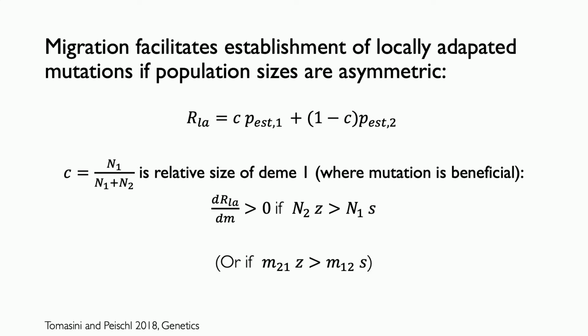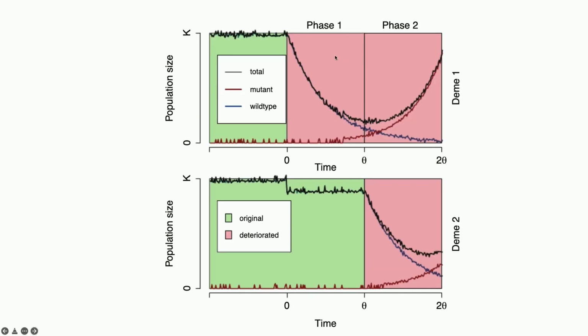I'll quickly show this in a figure to explain what this means. Same result as if we assume asymmetric migration. So what this means is essentially in any situation where we have a small population size in the deme where we need the rescue mutation, and a large population size in the deme that is our source that provides individuals that migrate into this deme, migration will be beneficial. And the same holds if we assume asymmetric migration rates instead of asymmetric population sizes.